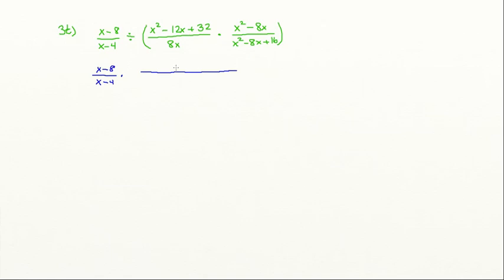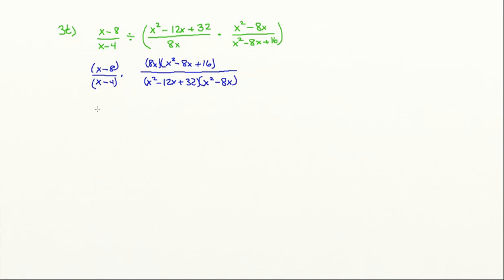Okay, so everything on the bottom is going to go to the top. So 8x times x squared minus 8x plus 16. And everything that was on the top goes to the bottom. I'm going to use brackets, so don't forget it's multiplied. x squared minus 12x plus 32 times x squared minus 8x. Might as well put these in brackets as well.